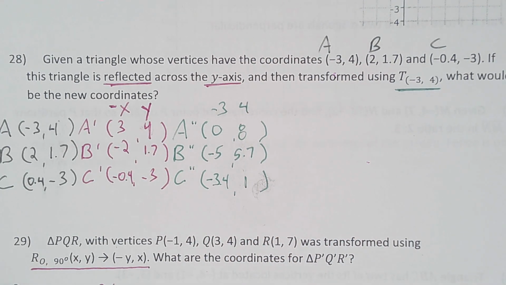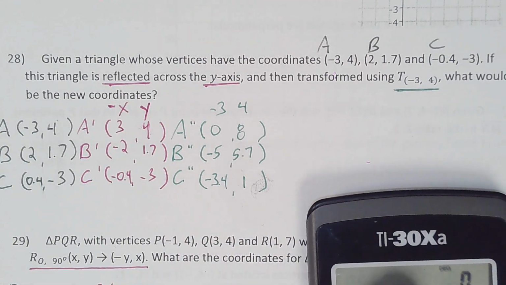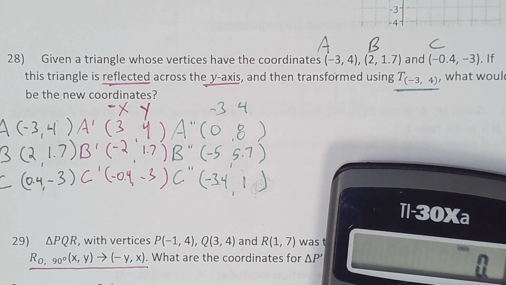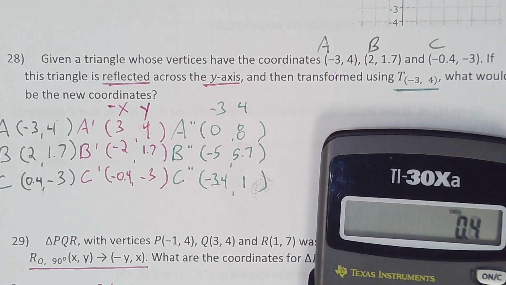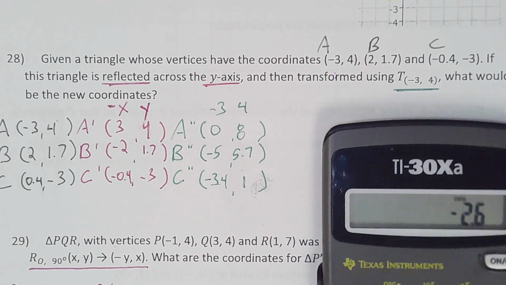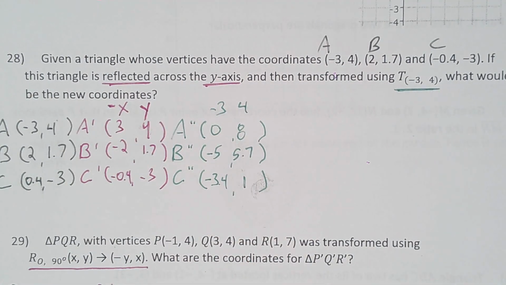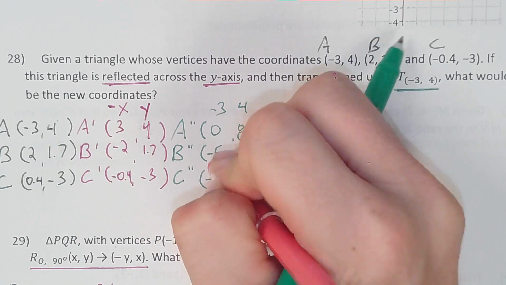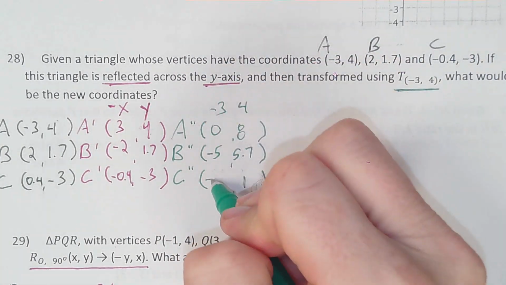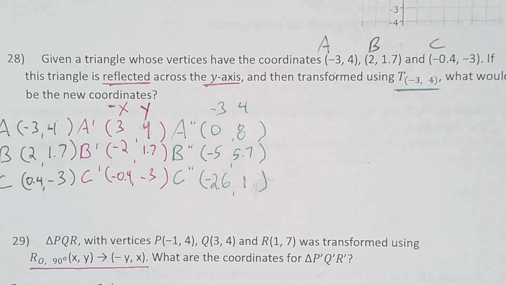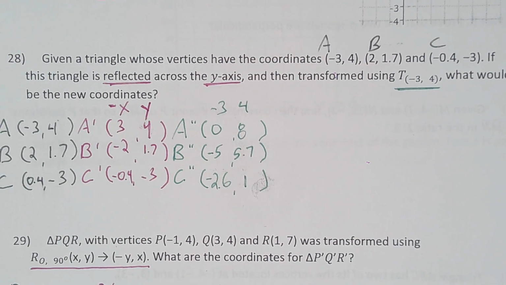I made a math error here, hold on. So it's 0.4 minus 3, which is actually negative 2.6. I made a minor math error there. So this is negative 2.6. All right, so moving on to this one here.